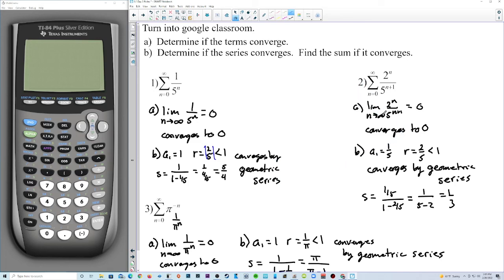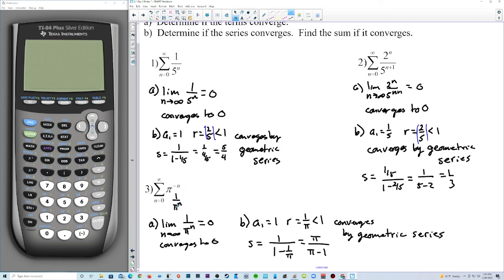2a. Limit as n approaches infinity of 2n over 5n plus 1. That's going to 0 because the bottom is going to win the race to infinity. So the terms converge to 0, and then the series converges by geometric series. Probably should have absolute value there. And the sum ends up being 1/3.